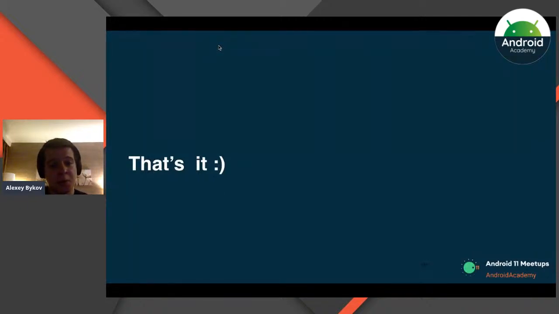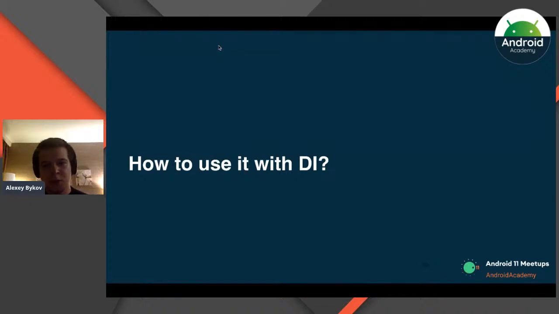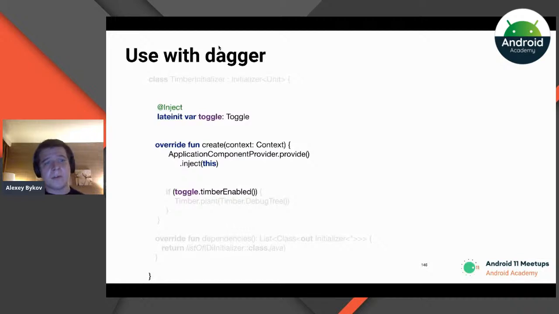But I'm pretty sure that you have a lot of questions for now, and let's try to catch the most popular of them. So, how to use it with dependency injection, for example, with Dagger. Let's try to simulate this case. In some initializer, we should know if our feature is enabled or disabled, and our toggle can be injectable. So inside the create method, we can inject the application context, and then check, for example, if Timber is enabled or disabled.